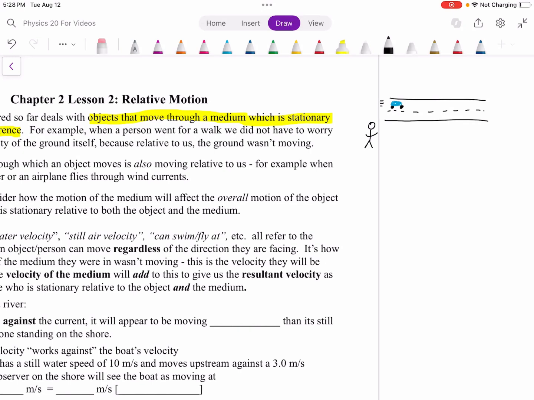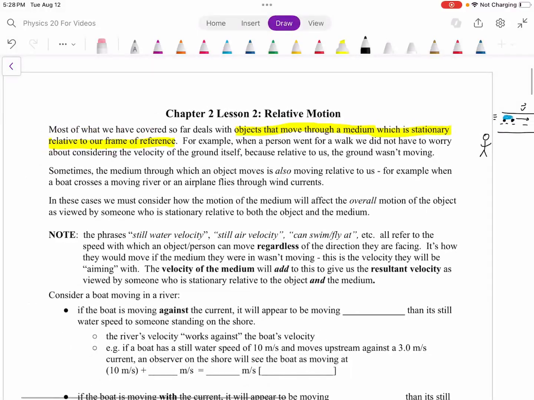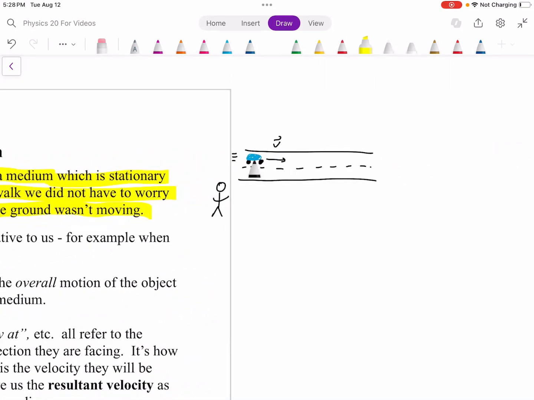Now that's some fancy terminology, but all it really means is that so far, if we've been measuring the velocity of this car as it drives along the road, we didn't have to think about whether or not the road is also moving, right? Because that would change how fast overall it was moving relative to us standing over here. So for example, when a person went for a walk, we did not have to worry about how fast the ground is moving, because relative to us, the ground isn't moving. Same situation here. If we were asked how fast this car is moving compared to us, we can just figure out how fast the car is moving because we know that the road itself is stationary relative to us, right?